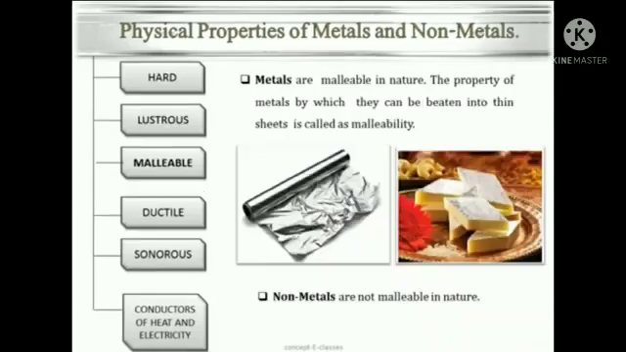Okay. And the next physical property of metals and non-metals is malleability. Okay, metals are malleable in nature. The property of metals by which they can be beaten into thin sheets is called as malleability.